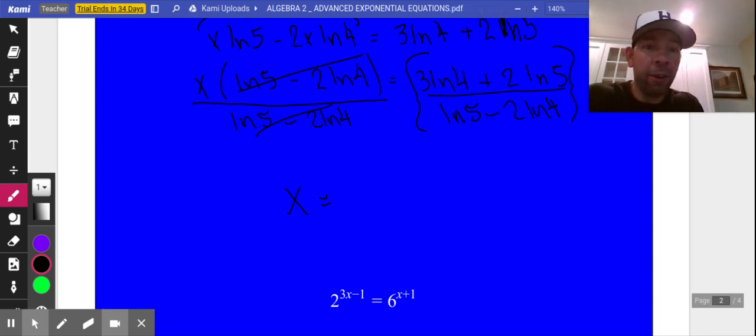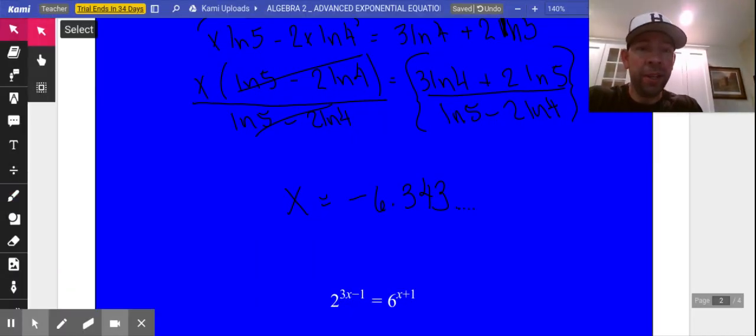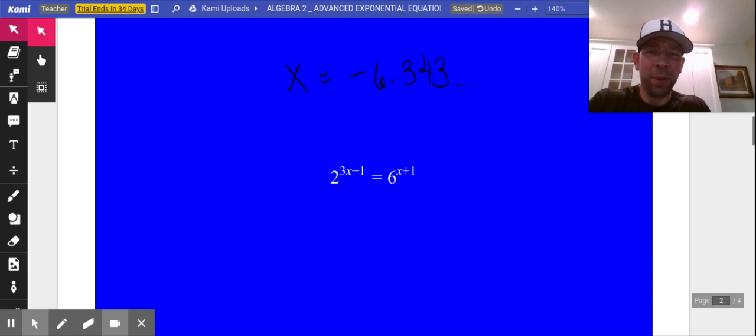And if I plug that all into my calculator real carefully, negative 6.343. And then again, you could always store that number and then substitute it back into the original problem as a real nice check to confirm your answer. That's what I love about these. At first I'm like, negative 6.343, that's such a weird answer. I don't know if that's right.